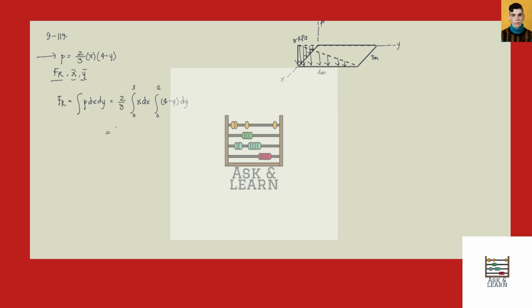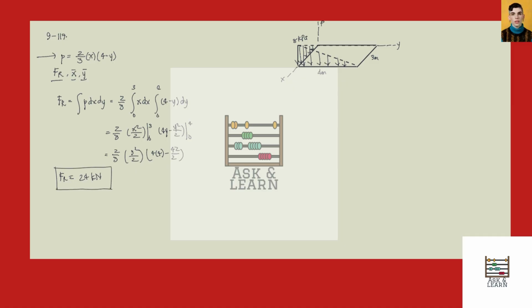So if we evaluate this, we have 2/3 of x squared all over 2 from 0 to 3 multiplied by 4y minus y squared all over 2 from 0 to 4. So we have 2/3 of 3 squared all over 2 multiplied by 4 times 4 minus 4 squared all over 2. So our force resultant is equal to 24 kilonewton.